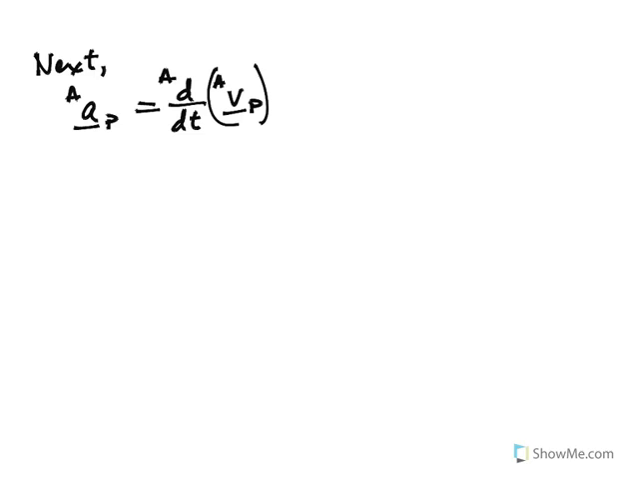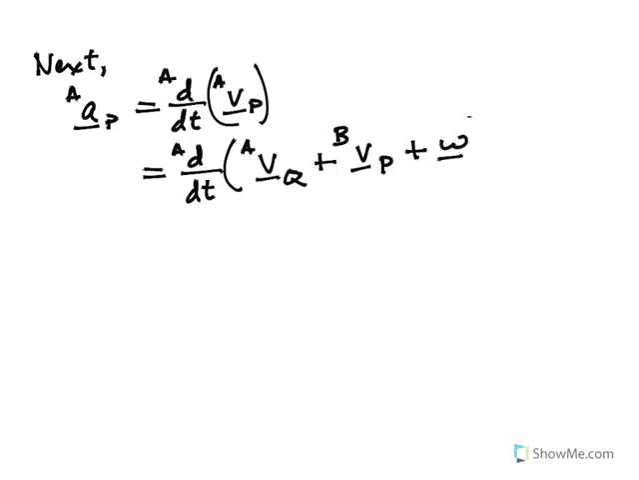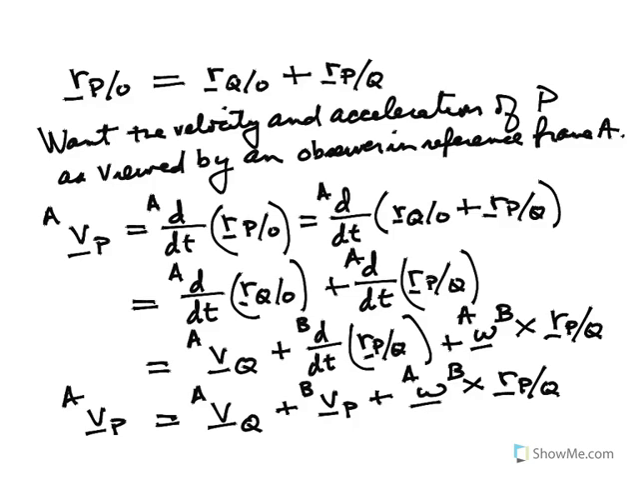So now we're going to do the acceleration. The acceleration of point P in A is equal to d dt in A of the velocity of P in A. But that is equal to d dt in A of the velocity of point Q in A plus the velocity of point P in B plus the angular velocity of B in A crossed with the position of P relative to Q. And that's just using the velocity that I just computed.